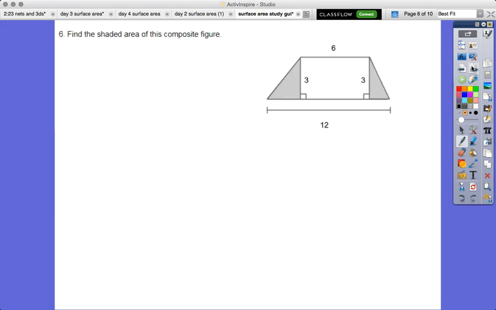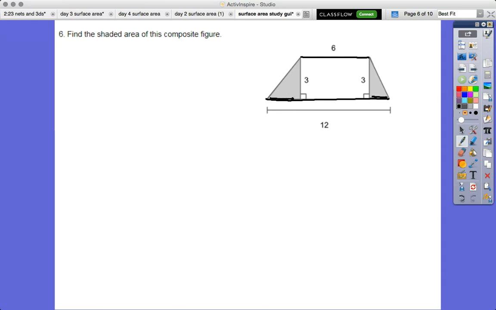All right, let's flip to the back page. So we're finding the shaded area of this composite figure. Now this one's a little tricky. It tells us that the length of this whole thing is 12, and the length of this part right here is 6. All right. So that tells me that I have 6 inches, feet, whatever you want to have. It doesn't specify between this triangle and this triangle.